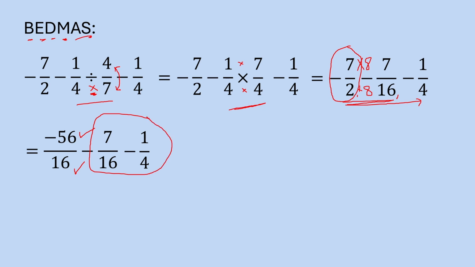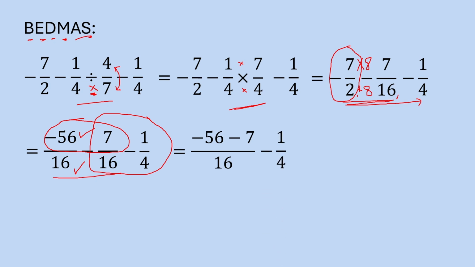Now the same denominator 16, so here we can perform subtraction of the numerators. These are the numerators. So it is equal to negative 56 minus 7 divided by 16 minus 1 over 4. So we can write it like this: negative 63 divided by 16 minus 1 over 4.